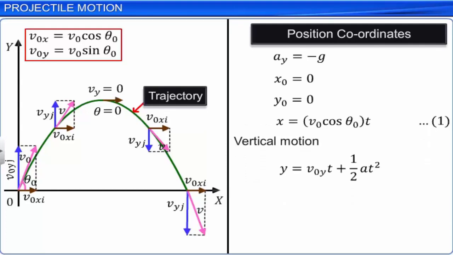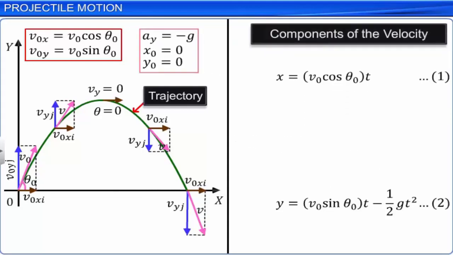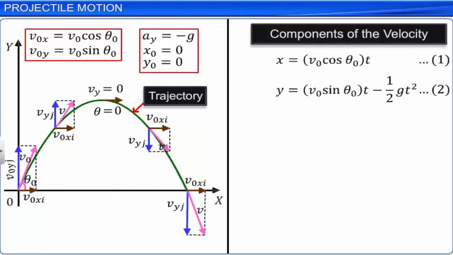Now, we can write the components of the velocity of the projectile at any time t. Vx is equal to v0x, which is equal to v0 cos theta 0, as the horizontal component Vx always remains constant. As the vertical component of the projectile has acceleration equal to minus g, it keeps on changing with time. Hence, Vy is equal to v0 sin theta 0 minus gt. Now, let's write the equation of the path for the projectile.